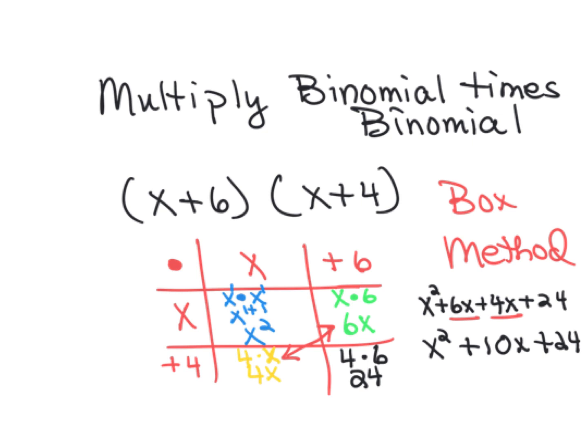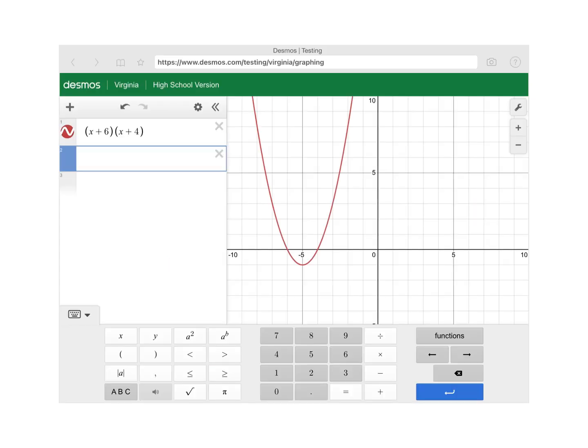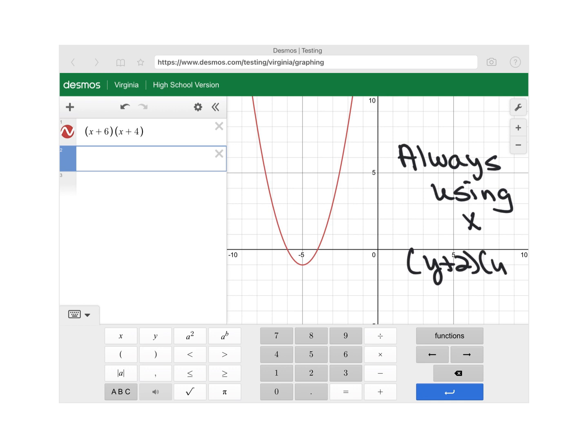And again, this can be checked on Desmos. I'll just show on Desmos what we can do. On Desmos, we can type in the original problem, x plus 6 times x plus 4. We have to remember that to type it in, you are always using the variable x. So if your problem was y plus 2 times y plus 3, you would have to type that in as x plus 2 times x plus 3.